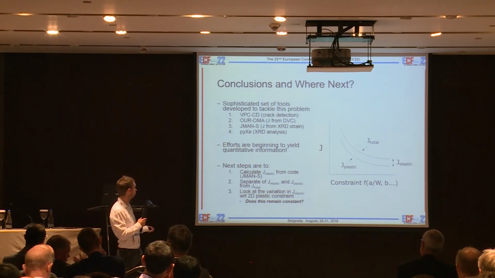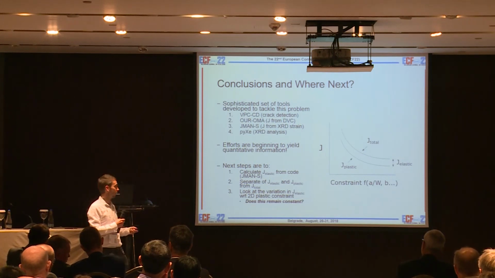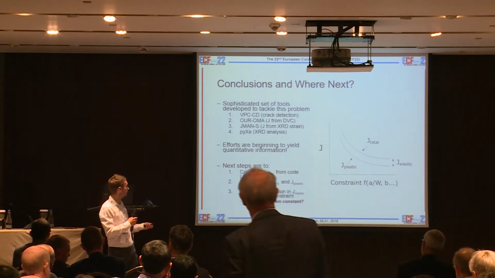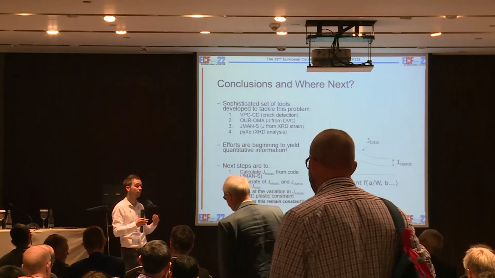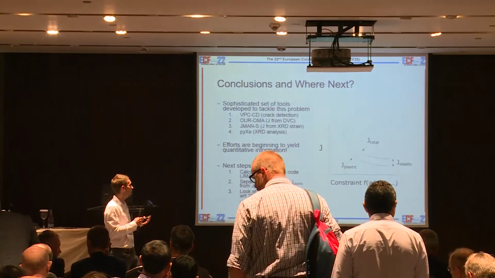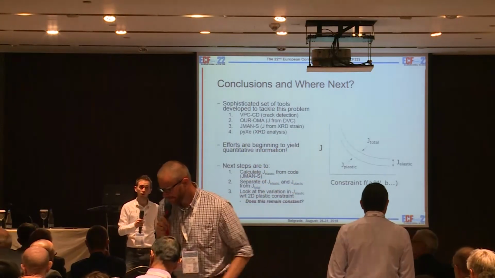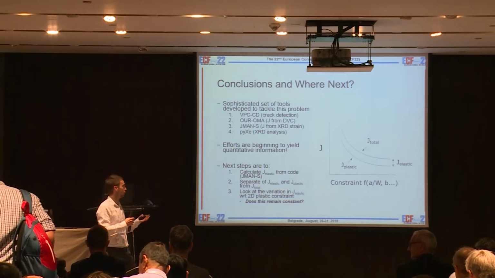And then very briefly, what's next? We use some of the code that we've developed to calculate the elastic strain energy release rate. We separate elastic and plastic strain energy release rate, and the current working hypothesis, or hope perhaps, is that J elastic might be constant with respect to constraint, and it's just a changing value of J plastic.